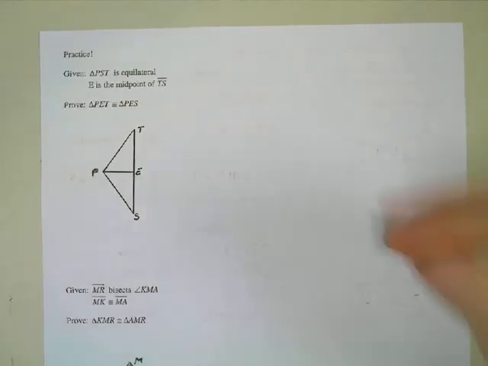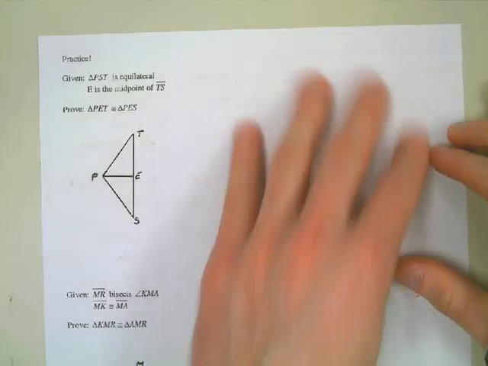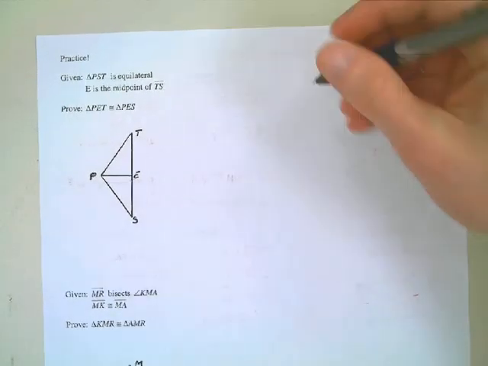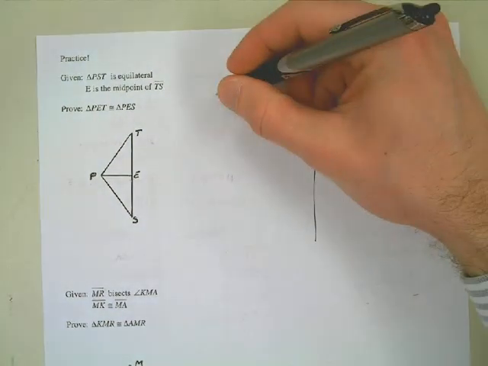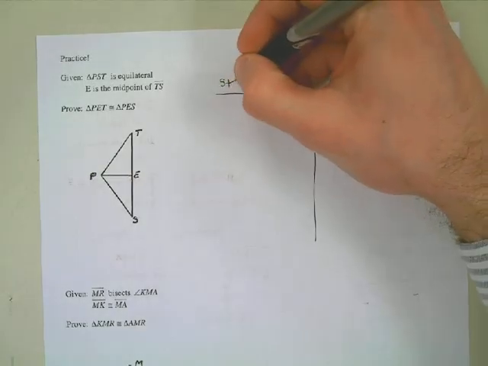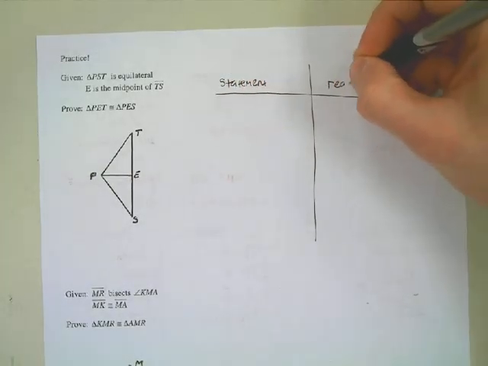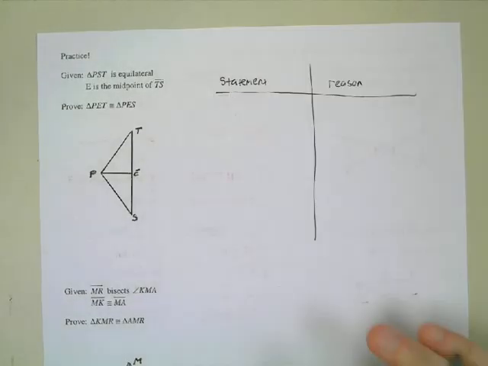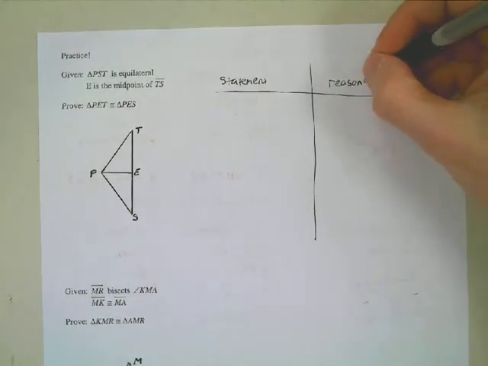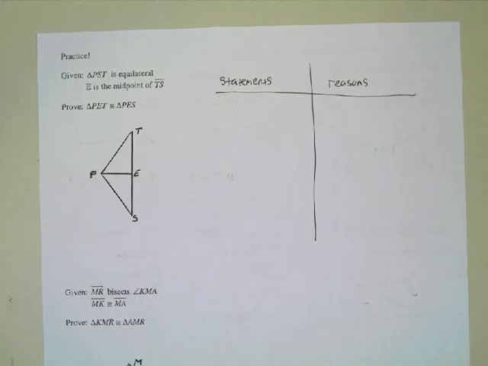Okay. So you'll notice something's missing over here. There's no statement and reason table. So we're going to have to make our own little chart here. Okay, so statement and reason. At the top there, reasons. Okay, so let's pass one.